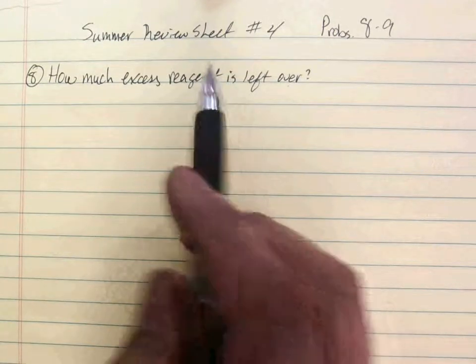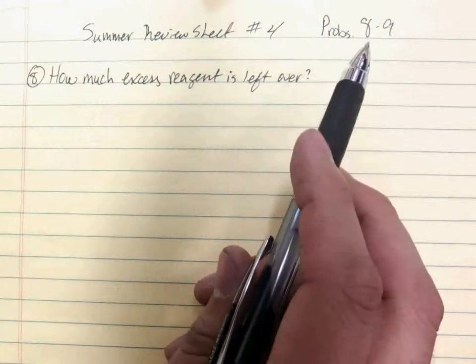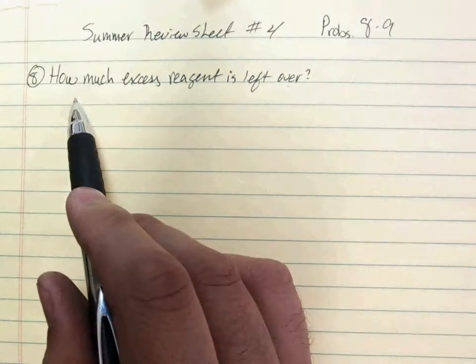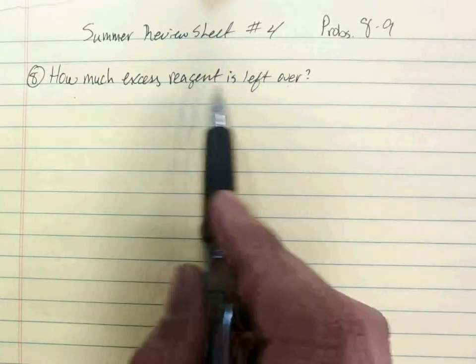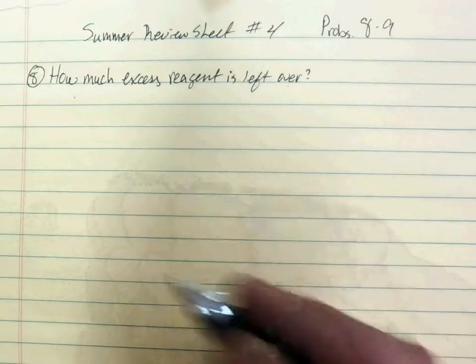Alright, this is a video for summary review sheet number 4, problems 8 and 9. In problem 8 you're asked how much excess reagent is left over. So let's review what our equation is.